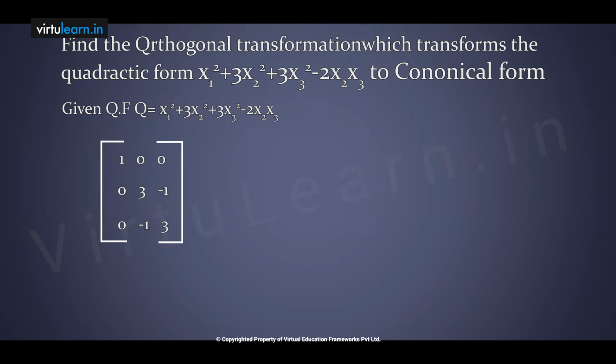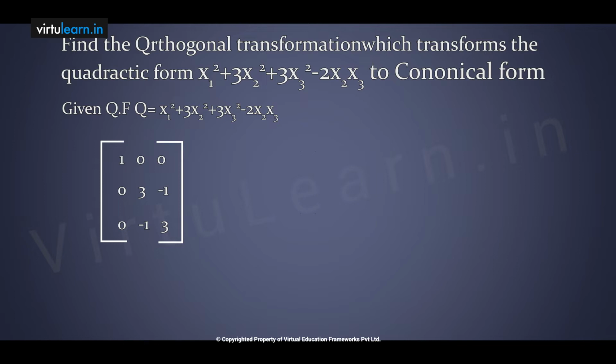Next, the position of the next element is first row, third column: x1 x3. First row means x1, third column means x3. You have to understand that x1 x3 is also not available. In place of the coefficient of x1 x3, I am taking 0. I am writing 0 here, and immediately you write 0 in the third row, first column too.